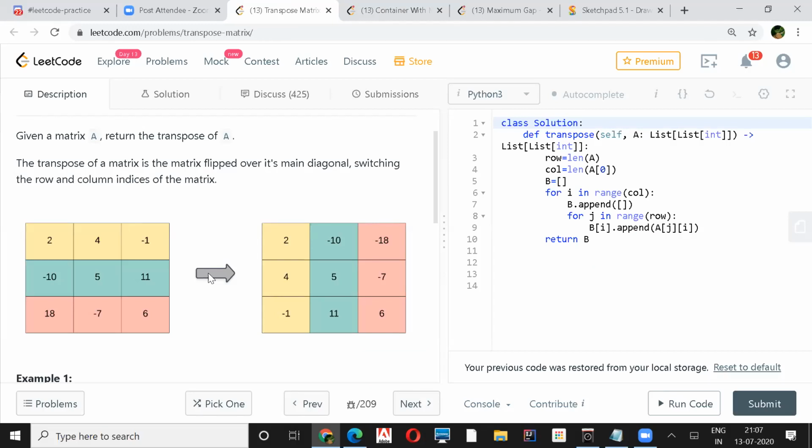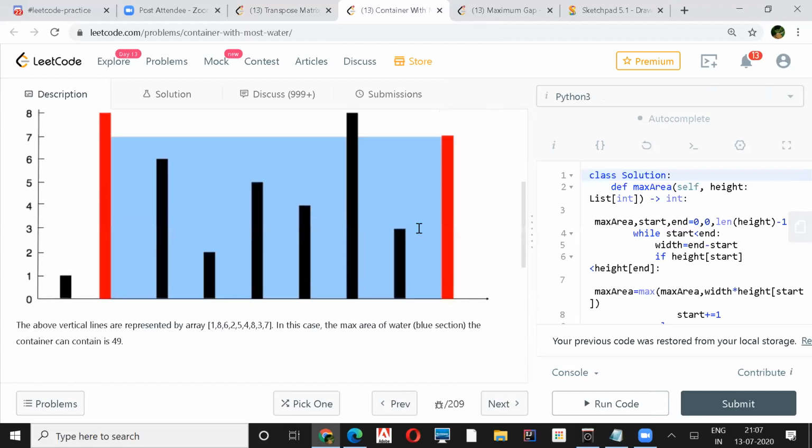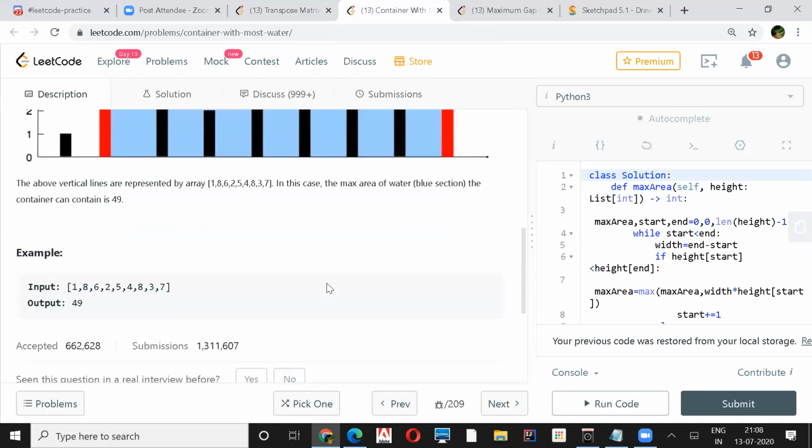Okay. So next is which container contains the most water. We are given n non-negative integers where each of them represents a point coordinate on the x-axis, and n vertical lines are drawn with two endpoints at this and this, and the first two lines which together with the x-axis form a container such that the container contains the most water. These are the vertical lines attached to the x-axis, and we are supposed to find which two lines will form a container with the x-axis and contain the maximum water. You can see, for this case, it is 49.